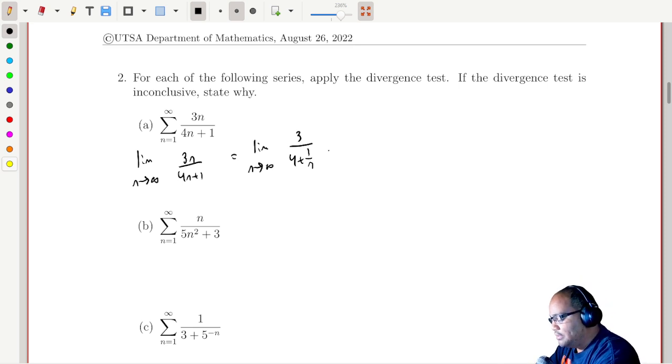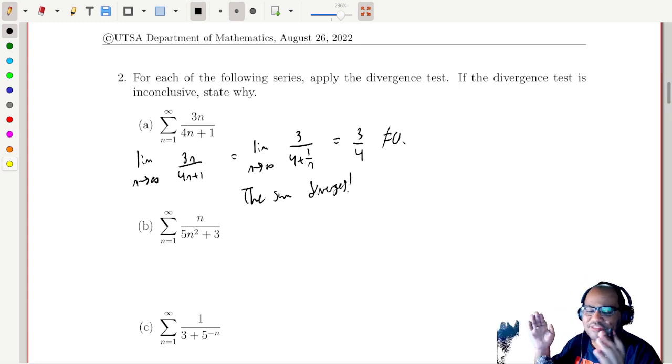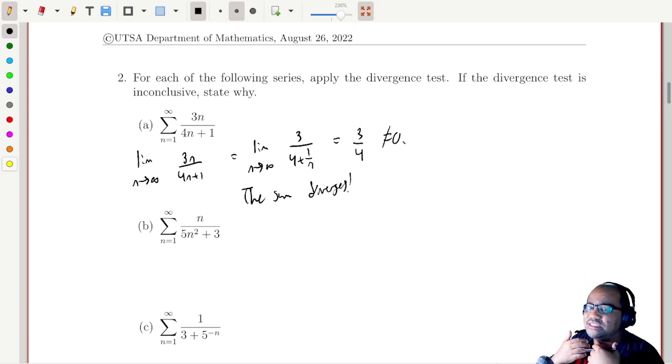Well, now take a look here. 1 over n goes to 0. So in the limit, this is equal to 3 over 4. But that's not 0. So the sum diverges. See how easy it is? If I have a gut feeling that the sum is divergent, we look at the limit of the terms. If they're not 0, we move on. But if it is 0, we have to do a bit of extra work.